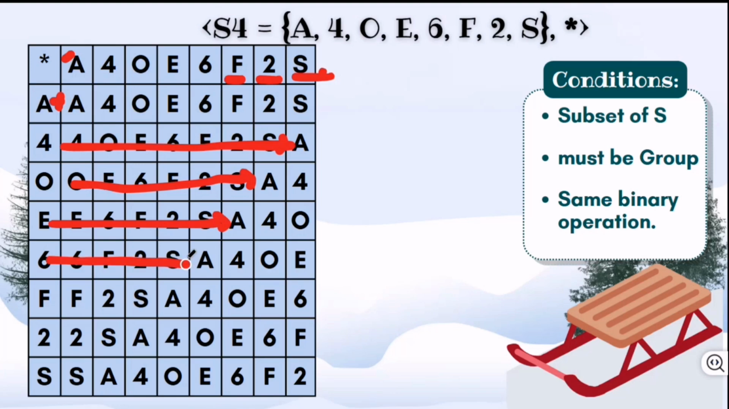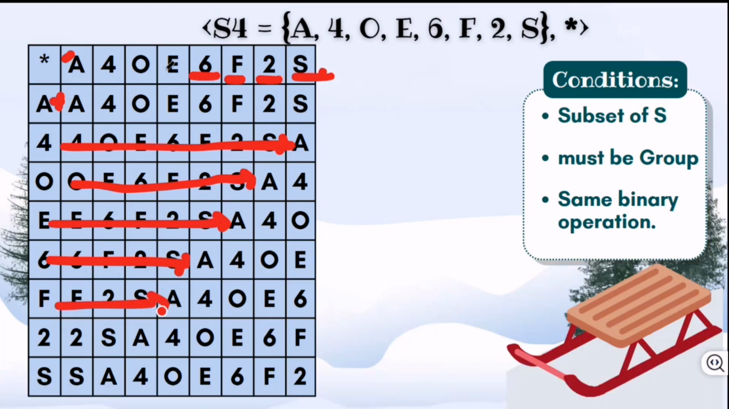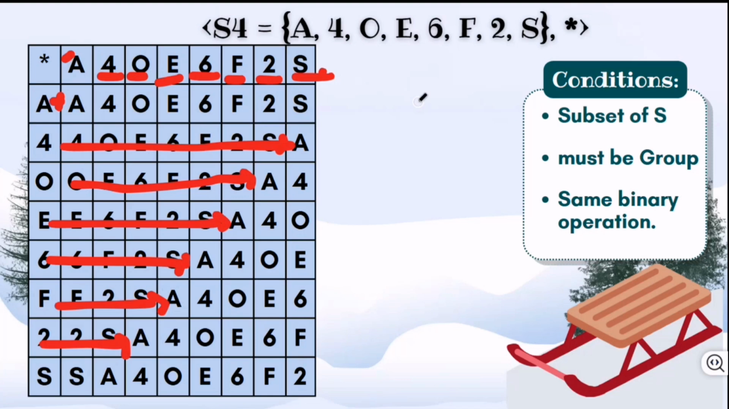6 to identity element A, and the result is 6. Therefore, 6 is the inverse of 6. And F to the identity element A is E. So the inverse of F is E. 2 to identity element A is equal to O. So the inverse of 2 is O. Then S to the identity element A, and the result is 4. So the inverse of S is equal to 4. Therefore, all the elements have an inverse element. Therefore, it is a group, and it has the same binary operation.